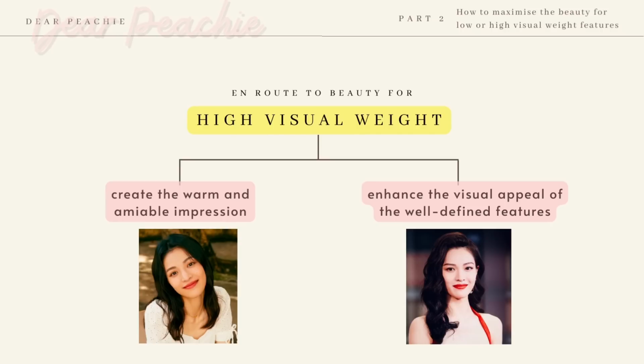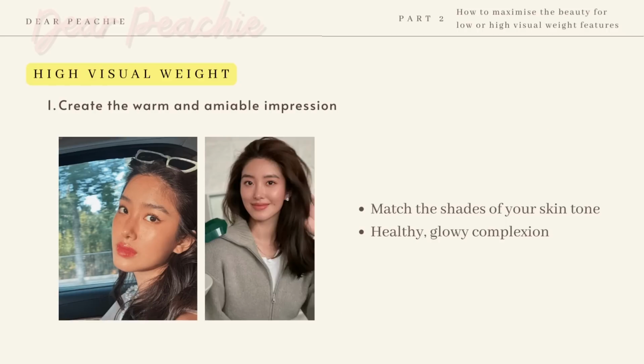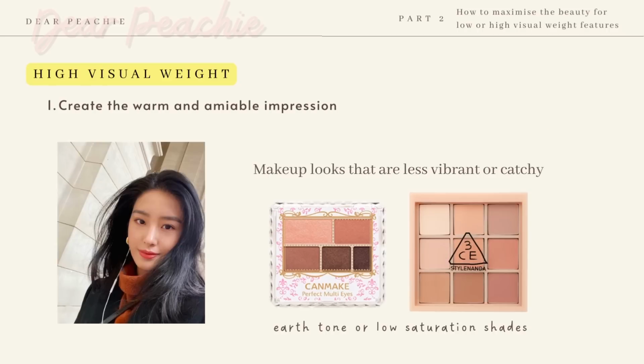First is to create the warm and amiable impression, or second, to enhance the visual appeal of the well-defined features. If you're someone with a warmer or amiable personality, or you prefer a young and refreshing style, you can tone down the sharpness of your features to bring out the sweet, soft, girl next door look. The colors of your makeup look should match the shades of your skin tone, to highlight a healthy, glowy complexion of yours. Keep in mind that it's best to go for makeup looks that are less vibrant or catchy.